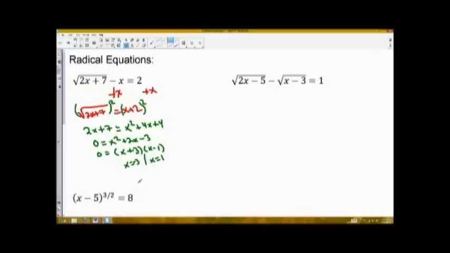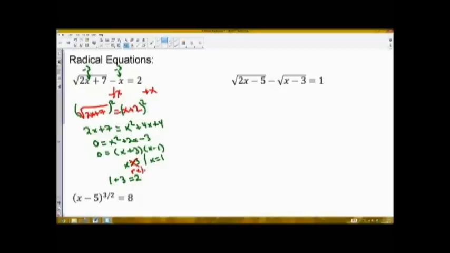Now the last step that you need to do when you're dealing with radical equations is that sometimes one of these two solutions might not actually work. So we do need to plug them back in for x and check. So if I plug in negative 3 here, I end up with 2 times negative 3, which is negative 6 plus 7, would equal square root of 1, which is just 1, minus negative 3 again. Minus negative 3 would be plus 3, so 1 plus 3. And does that equal 2? Well, 1 plus 3 is 4, so that does not equal 2. So what we're going to do is reject this solution because it did not check.